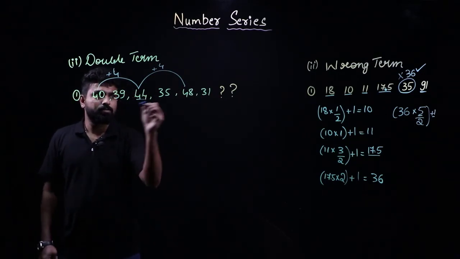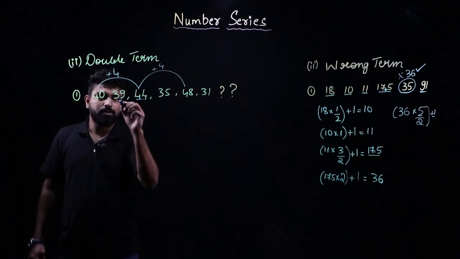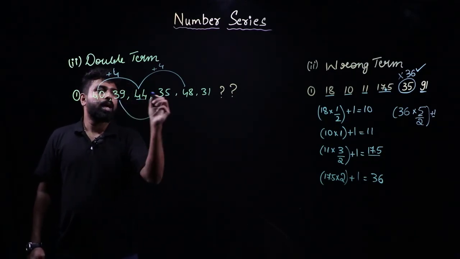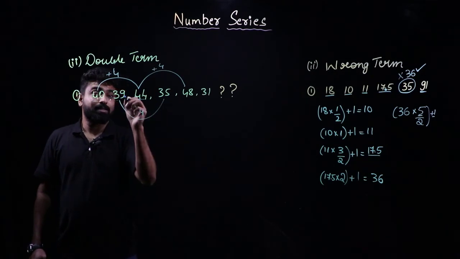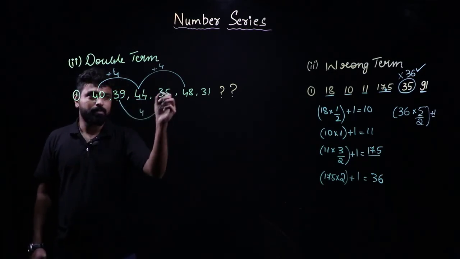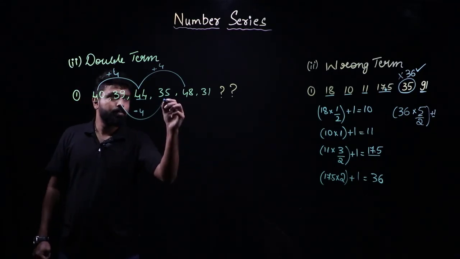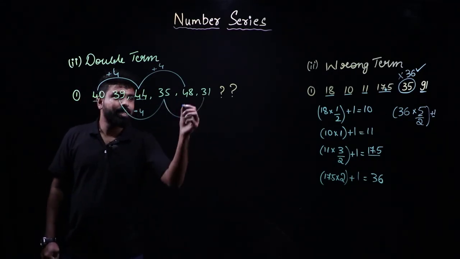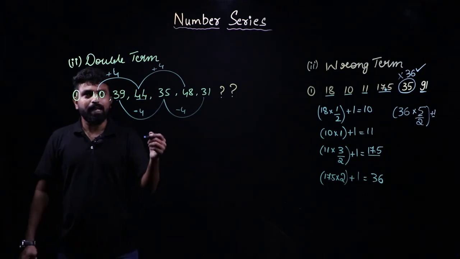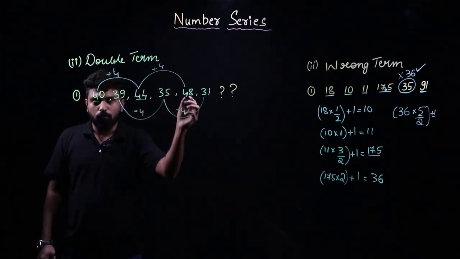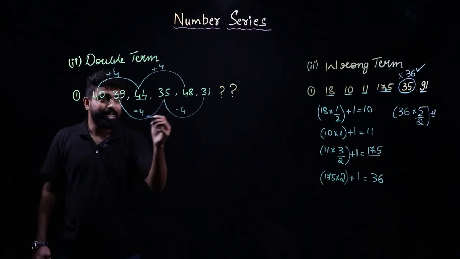So what about these terms here? So let me check for these terms. 39 and 35, what is the difference here? 39 and 35, the difference is 4. But 39 is reducing here to become 35. So hence, there's a negative sign here. What about my next term? 35 and 31, again there's a decrement of 4. So what's my logic? There are 2 series involved. In one series, there's an increment of 4. And in another series, there's a decrement of 4.